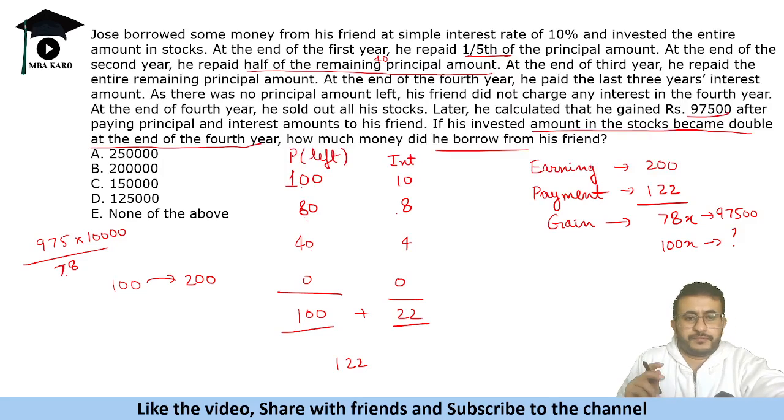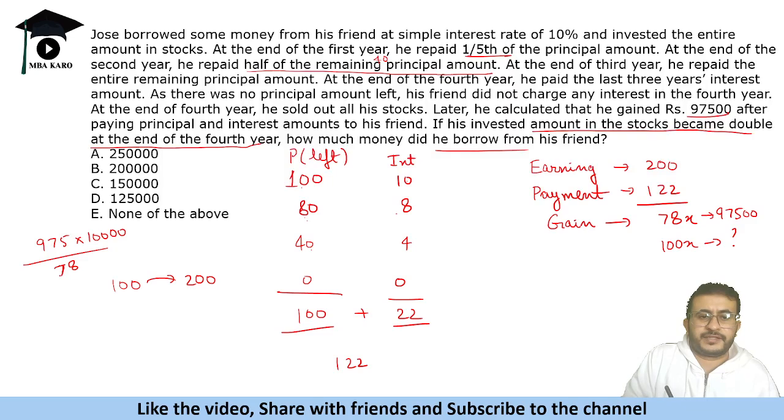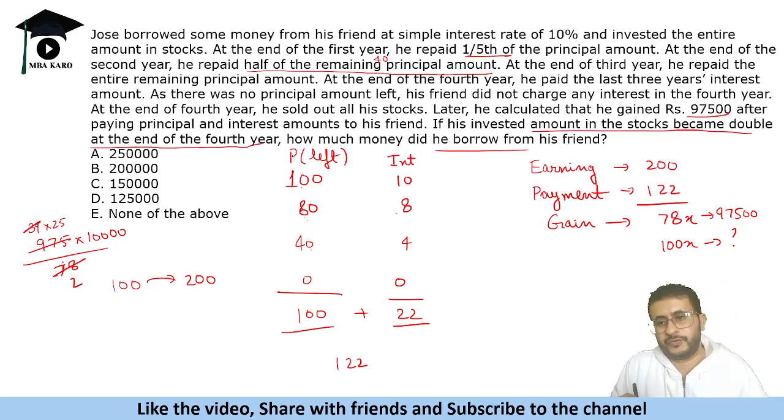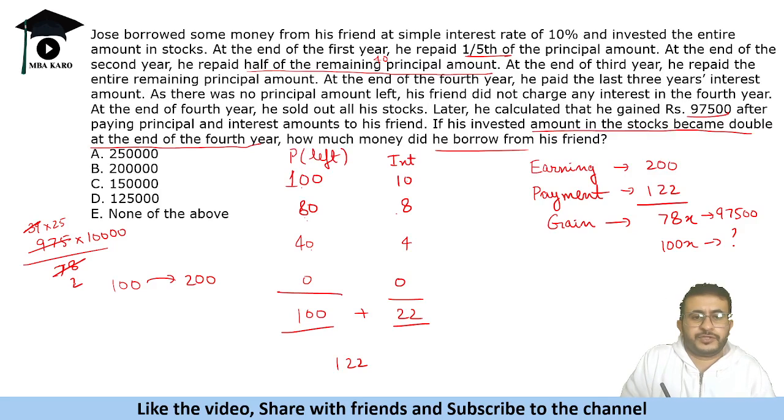Now you should get this feeling that this is divisible by 25. So 975 is 25 into 39, and 78 is 39 into 2. So when we reduce, we get 25 and 2. So 25 with 4 zeros divided by 2 gives 12.5 and 4 zeros. So we get 1,25,000 as the answer.